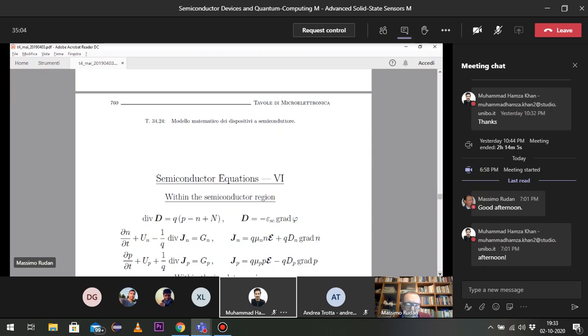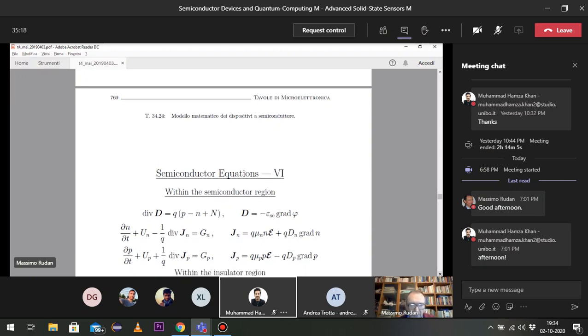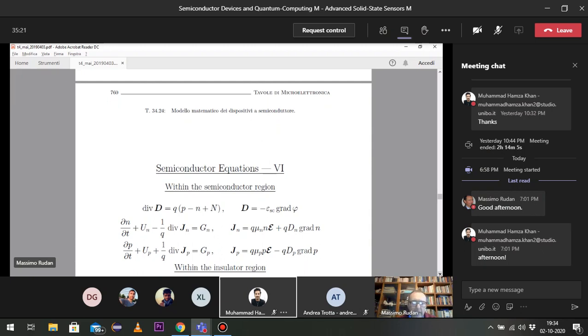Similarly, we have two more equations for the valence band: dp over dt, etc., with the expression of the current density of the holes, Jp. This set of 6 equations applies to the semiconductor region.